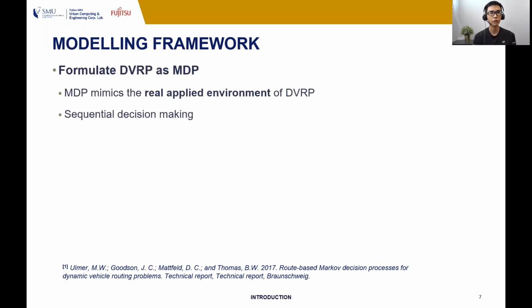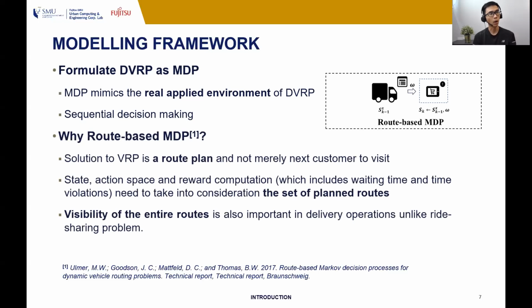And we model this DVRP as an MDP because MDP mimics the real applied environment of DVRP, which is sequential decision making. For example, a driver or a vehicle goes about doing the delivery, and there's a dynamic event, which is a new customer requesting for service, then they need to make a decision sequentially as and when there's a dynamic event coming. And why route-based MDP?